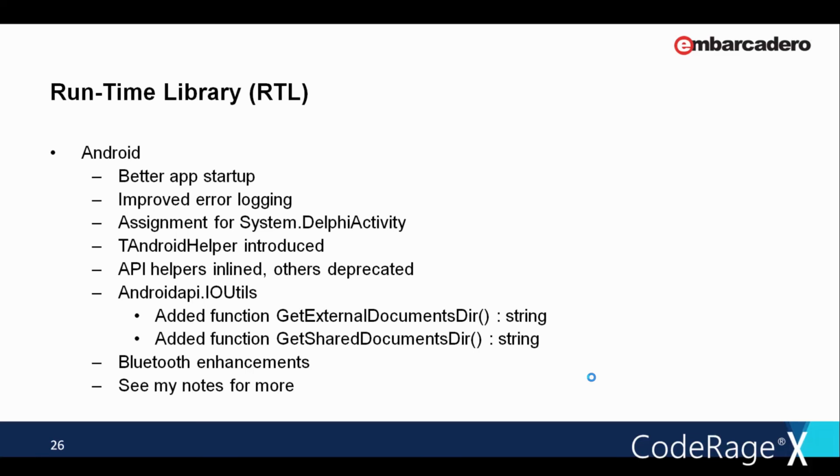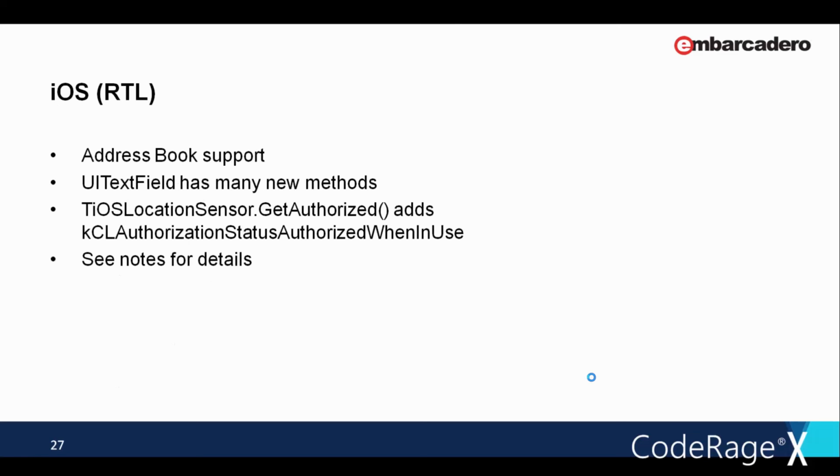The IOUtils added the functions GetExternalDocumentsDir and GetSharedDocumentsDir that are used to abstract external and shared documents references at the platform level, which are the things that you should use. A lot of Bluetooth enhancements, and again, see my notes for a lot more on the Android fixes.